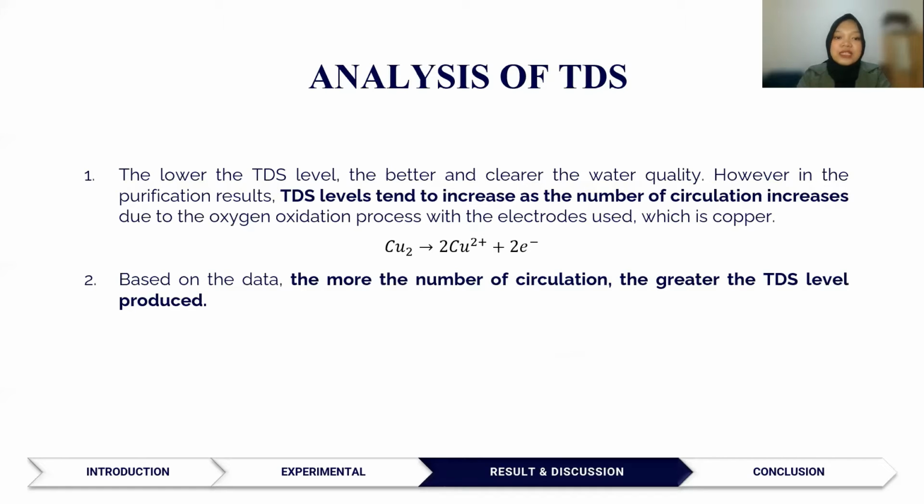And we can analyze that the TDS level tends to increase as the number of circulation increases due to the oxygen oxidation process in the electrode used, which is copper. And here is the chemical reaction. The second point is the more the number of circulation, the greater the TDS level produced.